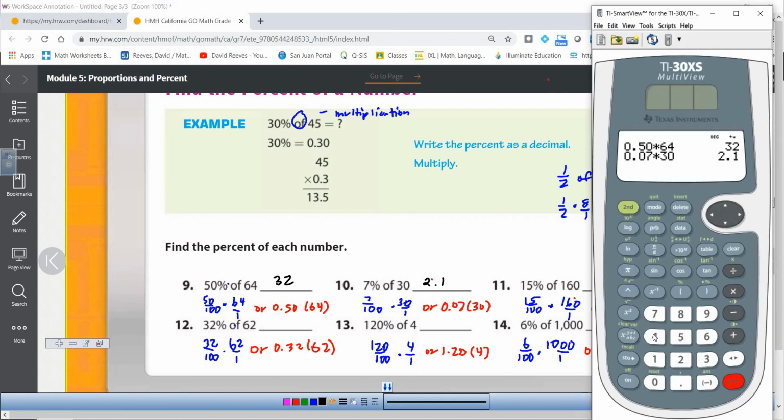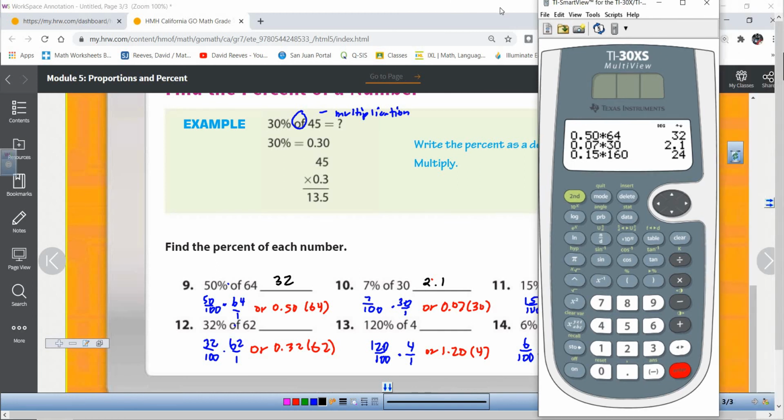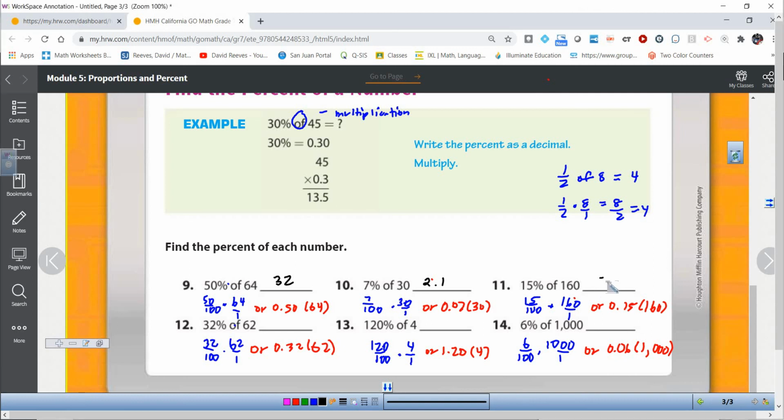All right, this one over here, 15%, right? So I'm going to do 0.15. That's what 15% is. And then I'm going to go times 160. Okay, and when I do that one, I get 24. Okay, and you see how that would work, right? This one, 32%, I would do 0.32 times 62. Now, just real quick on this one, 120%, that's more than 1.